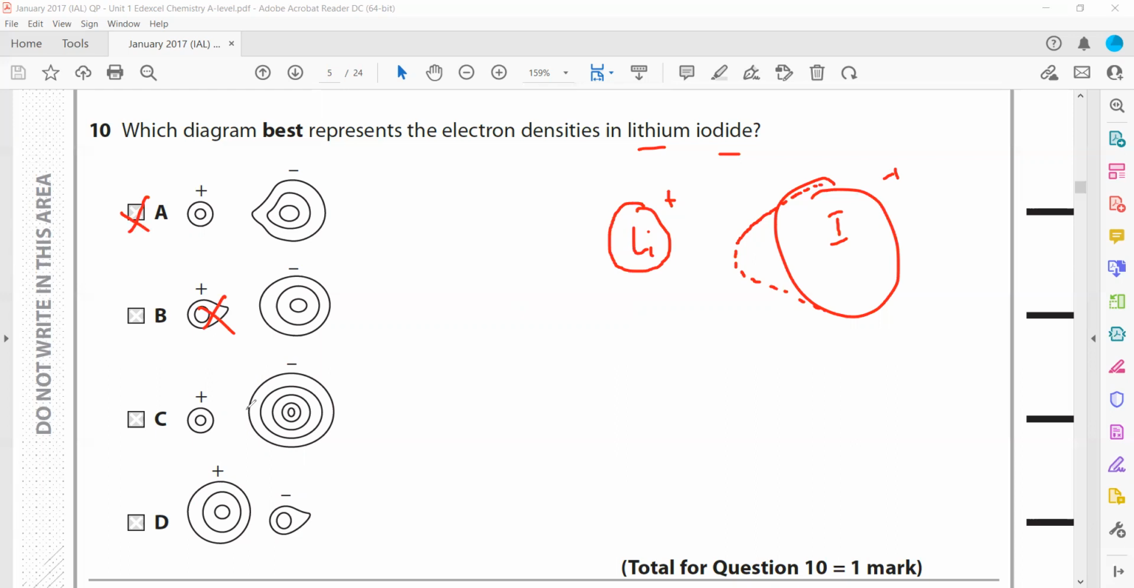C shows perfect ionic, but we don't have a perfect ionic. There is always a distortion. The degree of distortion is small or large, but there is always a distortion.